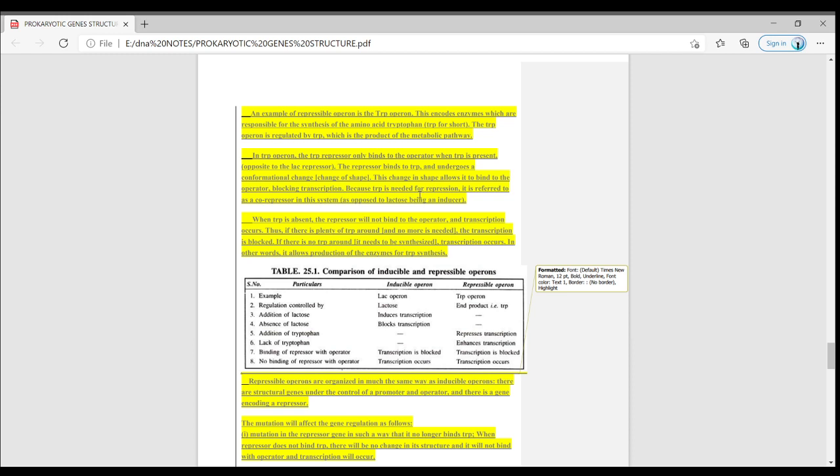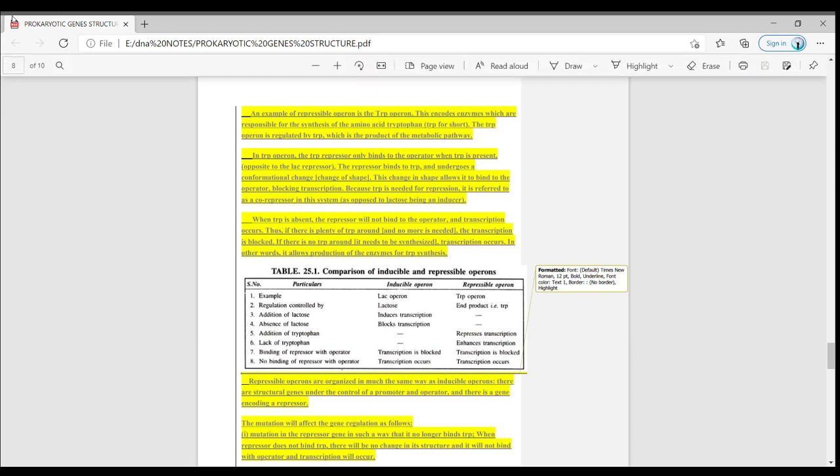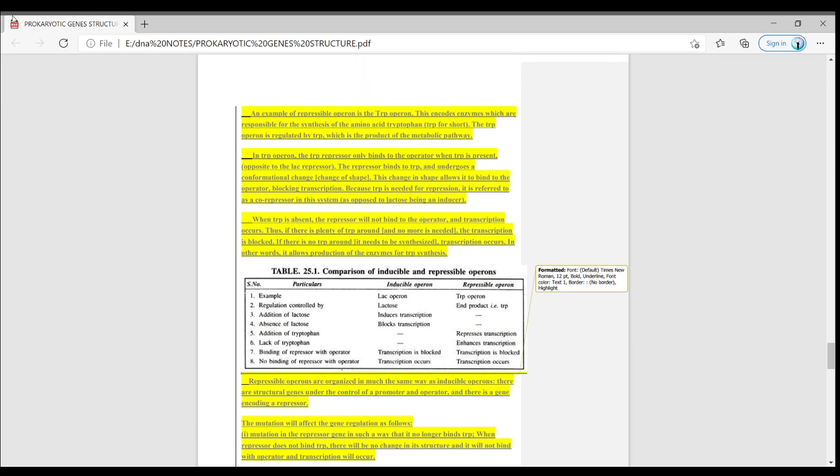Because tryptophan is needed for repression, that is for stopping, it is referred to as a co-repressor. It is acting as a co-repressor in the system, as opposed to lactose being an inducer. Lactose is the inducer, it will start the transcription process, and tryptophan will act as a repressor molecule, so the transcription process in protein synthesis will be blocked or stopped.